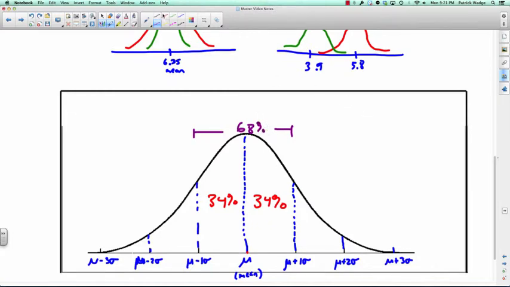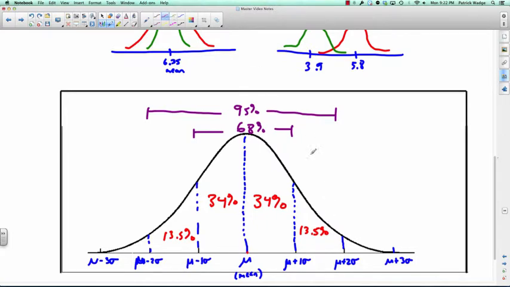Okay? The next one up is 13.5% fall between one standard deviation more and two standard deviations more. So of course it's 13.5% down here too. If we wanted to know how many people fall within two standard deviations of the mean, it'd be the 68 plus another 13.5 and another 13.5, and if you add all those up, you get 95% of people fall within two standard deviations. So that's most people.